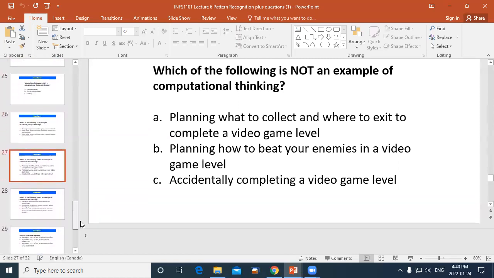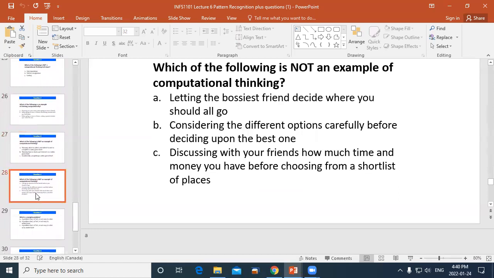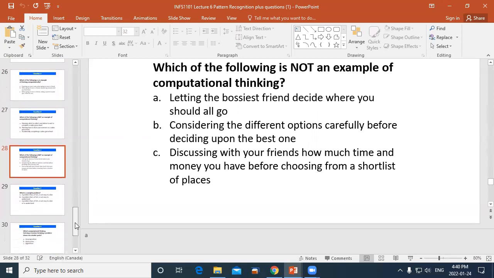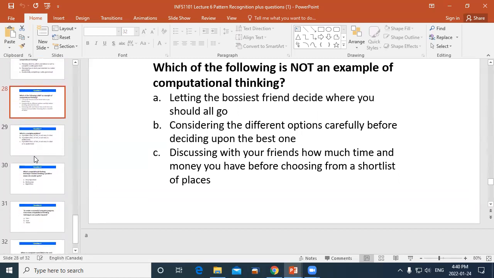Wow, there's a lot more questions. Let's get through this quickly. Which of the following is not an example? We did that again, right? Not an example of computational thinking. The first one. Sometimes we might do that, but that's not computational thinking.